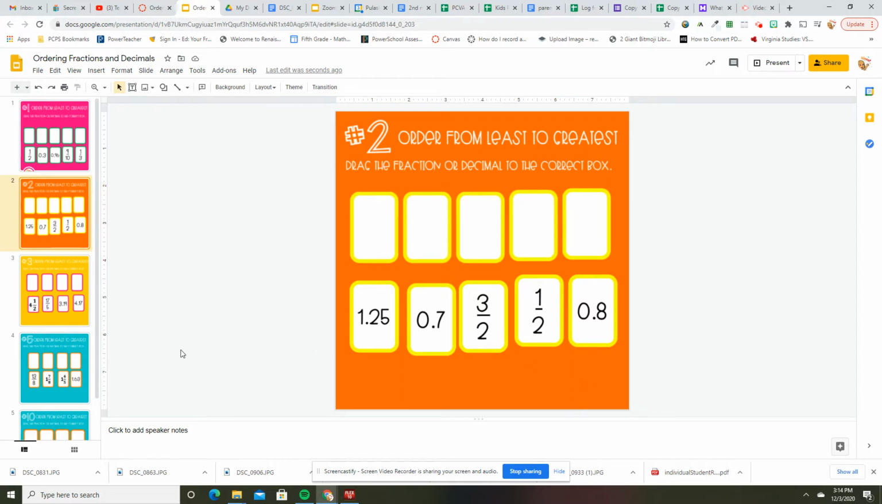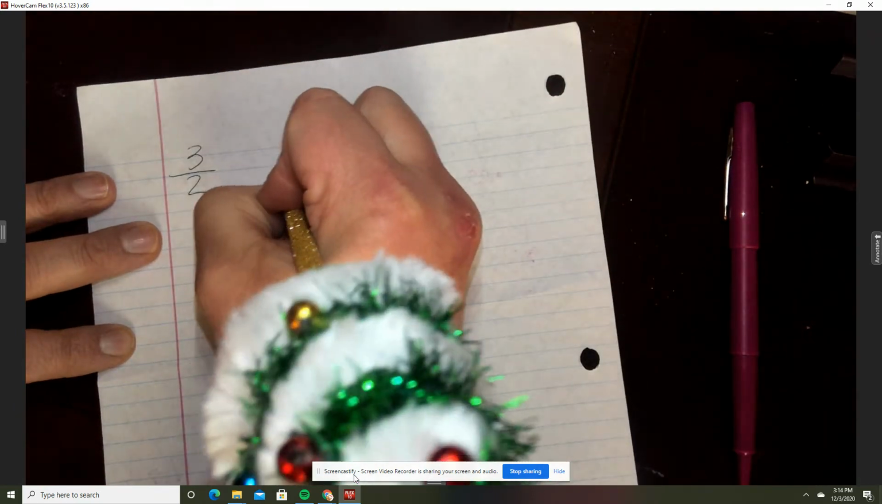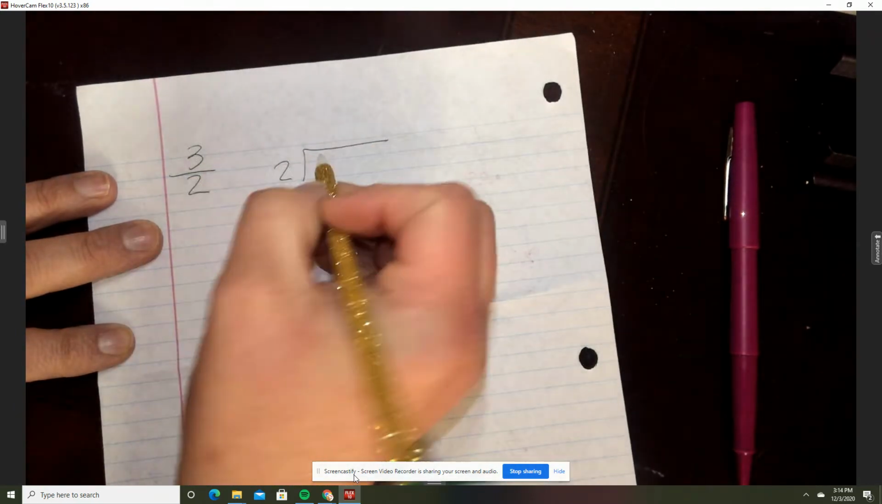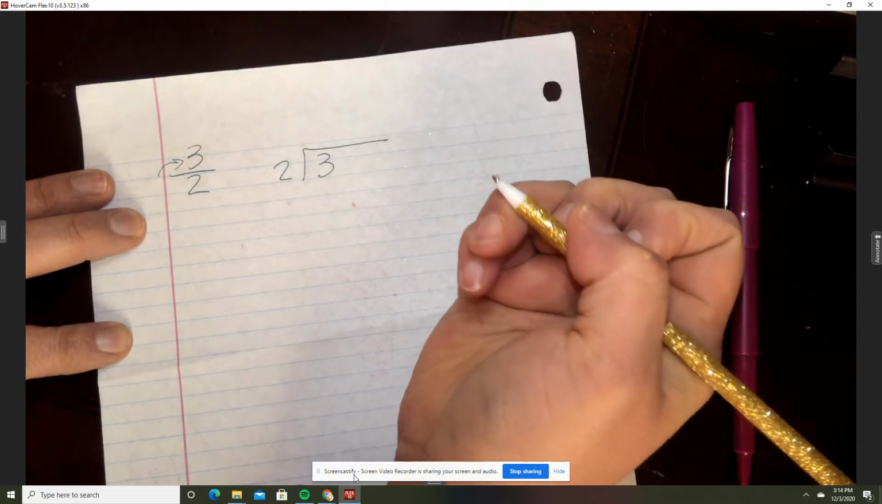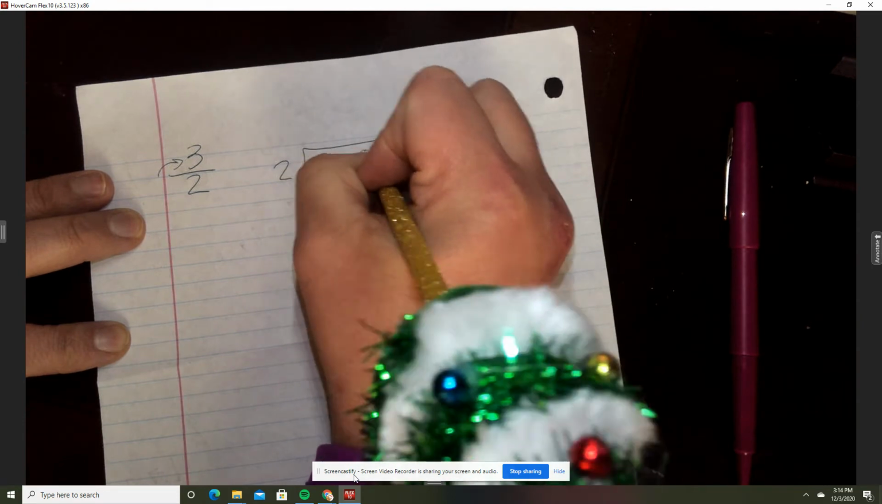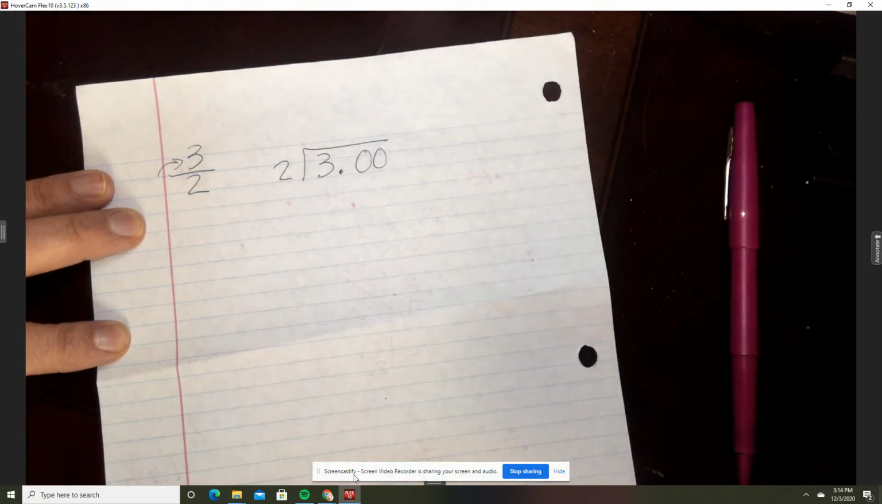So what that means is that it's a mixed number. Let me show you what I'm talking about. All right, so 3 over 2. If you have a fraction that says 3 over 2, you've got to divide that, and just like before, the top number goes in the box, and you add a decimal and 2 zeros.